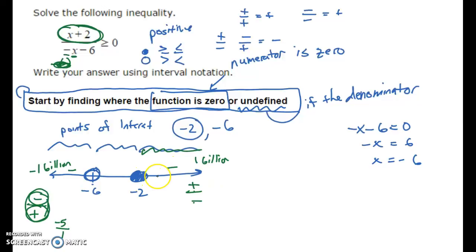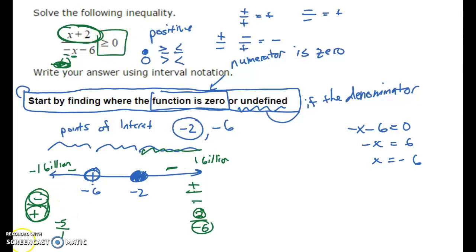And again, if you don't like that, pick a number like 0 or -1 or 10. Let's say I picked 0. You'd see that you got 0 plus 2 is 2. Negative 0 minus 6 is -6. You have a positive divided by a negative. It's negative. You'll notice, again, I don't care about the value. I care about the sign because I'm just interested in its relationship with respect to 0.